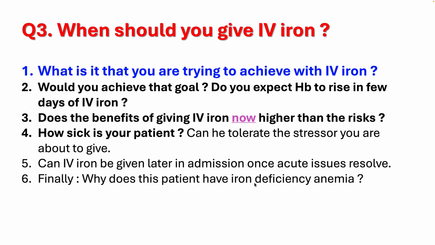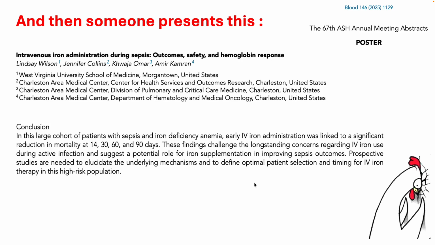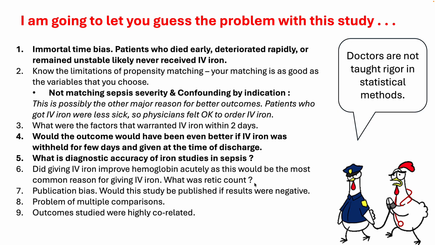Now, if you look hard enough, you'll come across these types of retrospective studies. This is a 2026 ASH poster presentation, and unfortunately, many doctors on social media started quoting this study as a reason to give IV iron in sepsis. I would like you to read this and examine the limitations of the study yourself, and it's okay if you cannot. We physicians are not taught the rigors of statistical methods. The study was a poster, so I could not find the complete methodology. However, there are not one but several serious limitations of the study. Please pause the video and go through it.